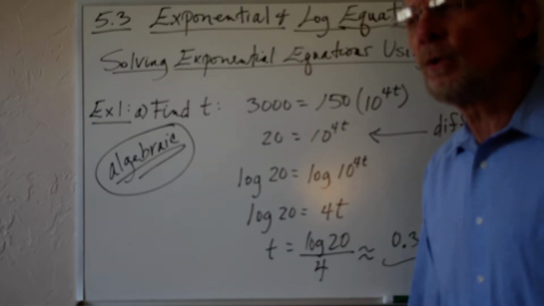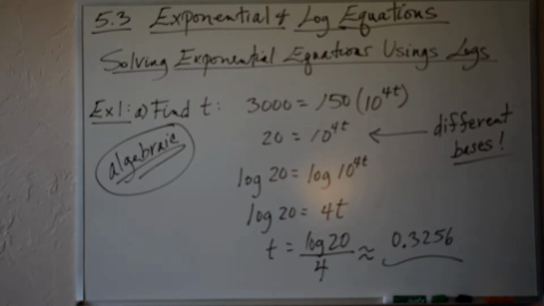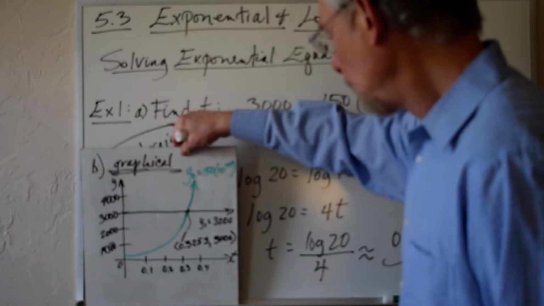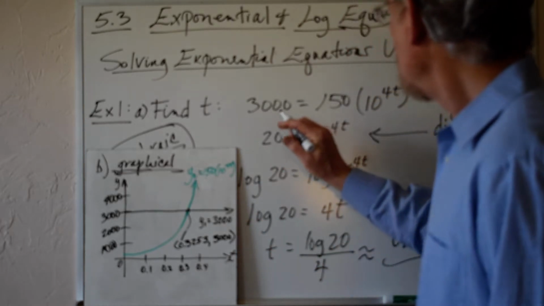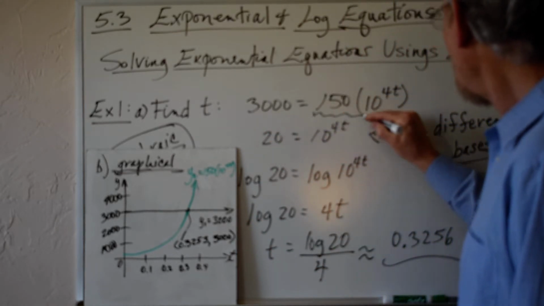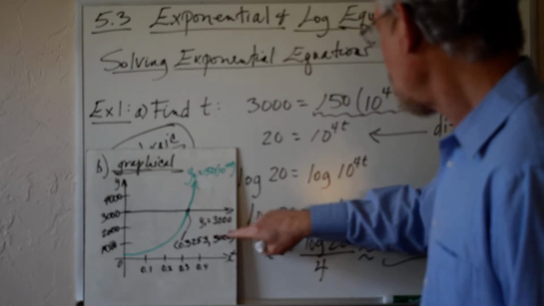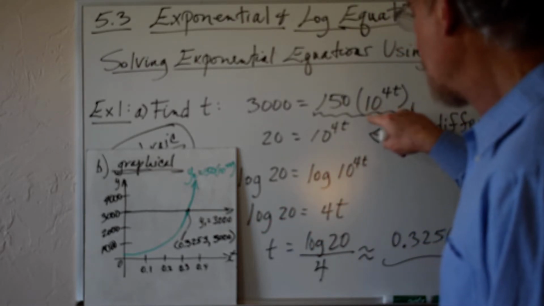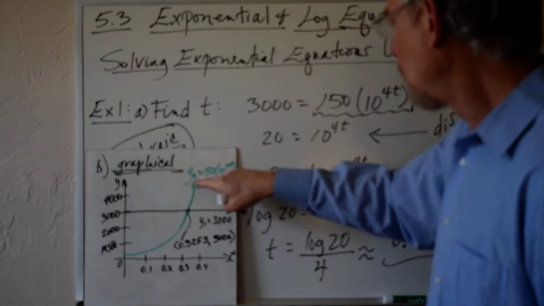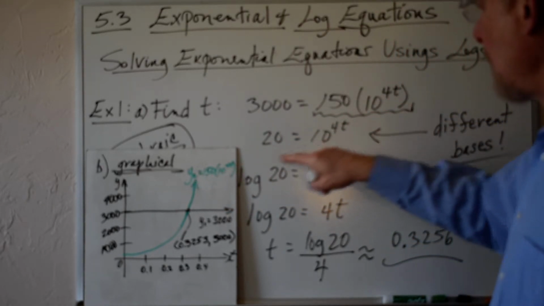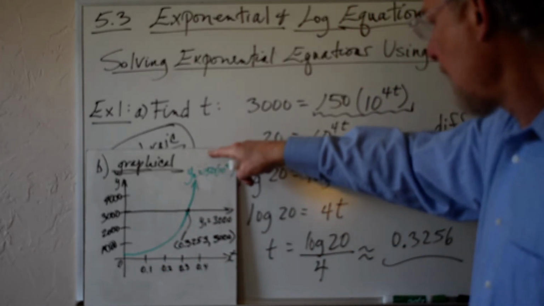Now, that's how you solve this type of problem algebraically. Let's look and see if you could use a graphing calculator to get the solution. In part B of this problem, we'll look at the graphical approach. If we called one side of the equation y1, or y2, it looks like I called it, we could create a function. We could say y2 equals 150 times 10 to the power 4t.